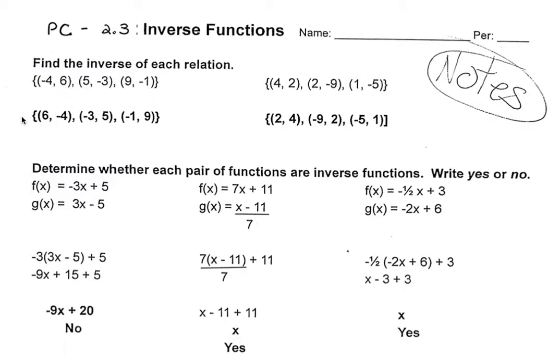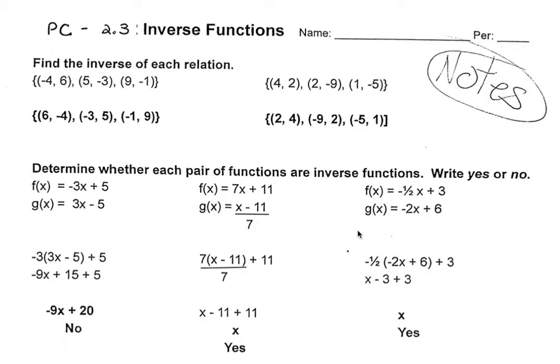Now what you will notice, this is the inverse of those, and all we did was switch the x's and the y's from above. So the -4 that was an x became a -4 y, and the 6 that was a y became a 6 x. So all you're doing is flip-flopping those back and forth. Fairly simple. In the second example, 4, 2 becomes 2, 4. 2, -9 becomes -9, 2, and 1, -5 becomes -5, 1.